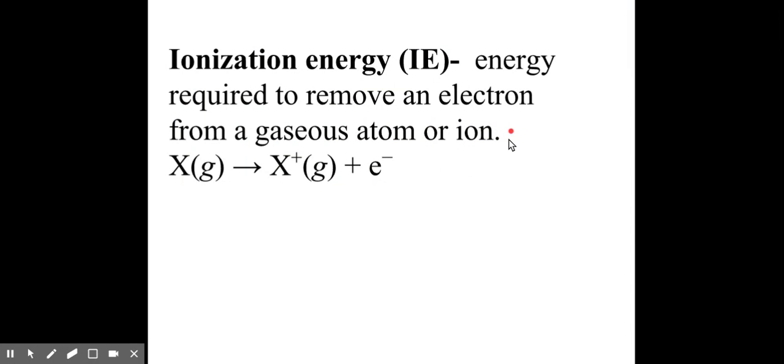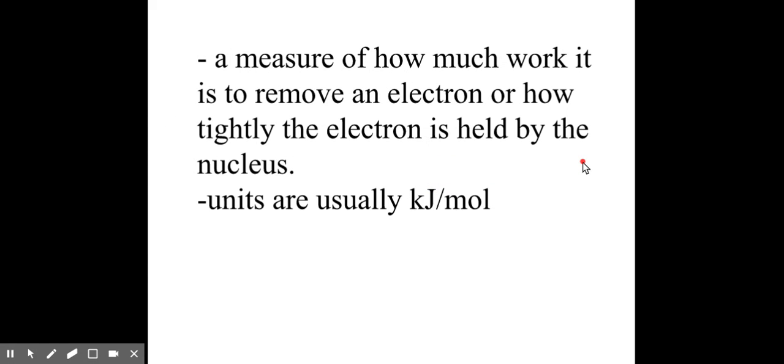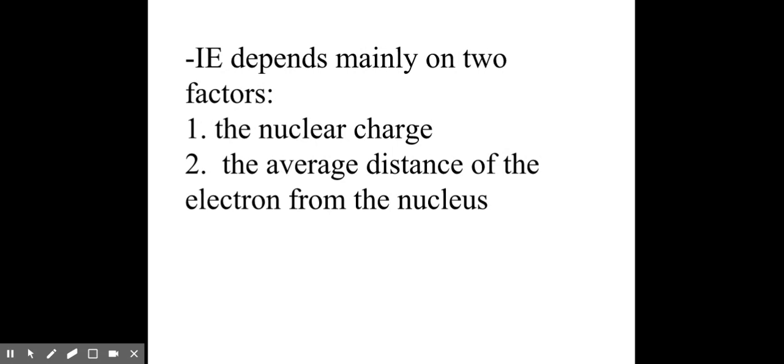And like I said, the definition is up here. But if we wrote it in an equation, we would have the stable atom on the left, and then we would have its ion on the right. Since we removed an electron, it would be a positive ion with the electron written out on the side. It's a measure of how much work it is to remove an electron, or how tightly the electron is held by the actual nucleus, or by those protons. Remember, the protons are attracting those electrons. And the units are usually kilojoules per mole.